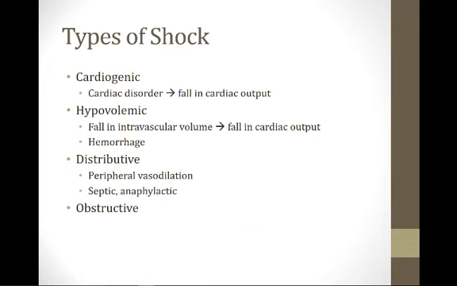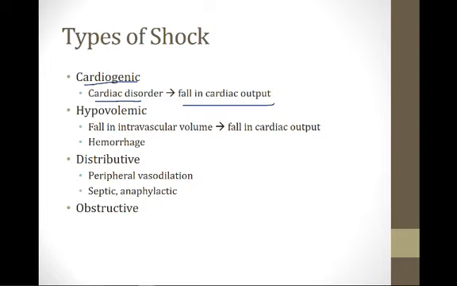Shown on this slide are the four major causes of shock. The first type is cardiogenic. This is a cardiac disorder that leads to a fall in cardiac output. So for example, patients with massive myocardial infarctions often develop cardiogenic shock. The problem is a loss of contractility and a fall in cardiac output.